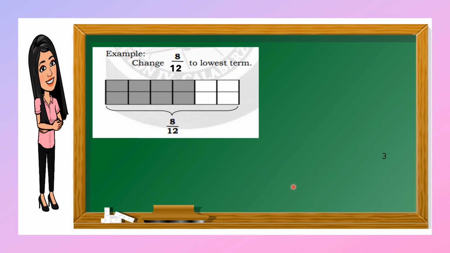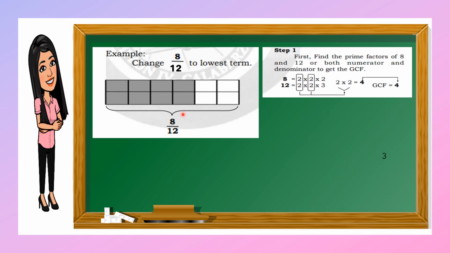So, example, change 8/12 to lowest term. So, the figure is divided into 12 equal parts. 12 na magkakapantay ang sukat. And the shaded part, we have 8. 8 yung may kulay. So, this fraction shows 8/12. Now, how to change 8/12 to lowest term? So, paano daw natin paliliitin si 8/12?